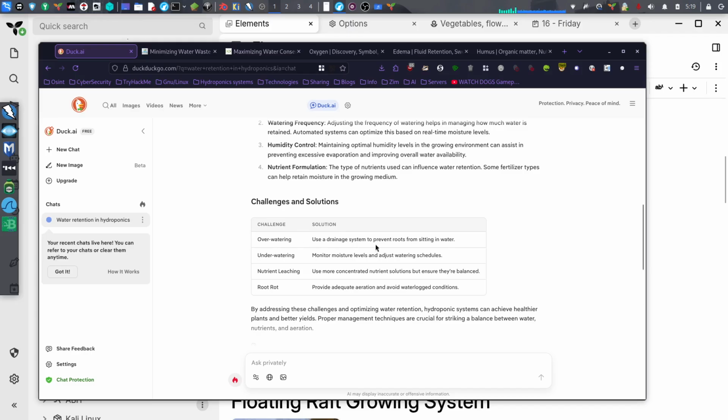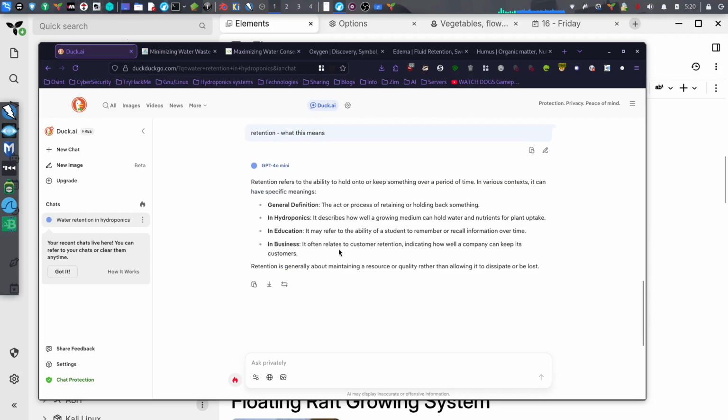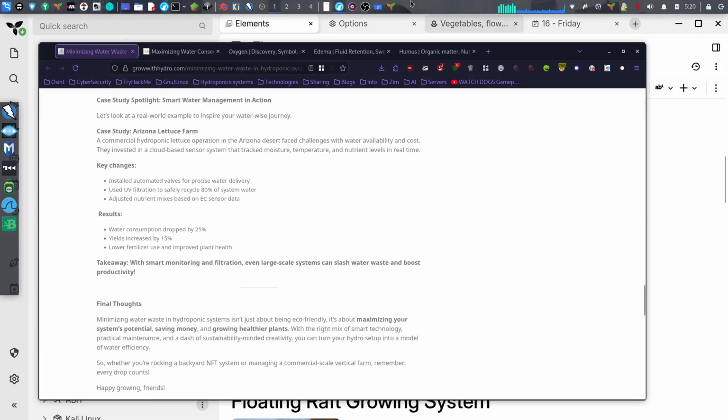Overwatering: use a drainage system to prevent roots from sitting in water. Underwatering: monitor moisture levels and adjust watering schedules. Nutrient leaching: use more concentrated nutrient solutions, but ensure they are balanced. Root rot: provide adequate aeration and avoid waterlogged conditions. Okay, continue.